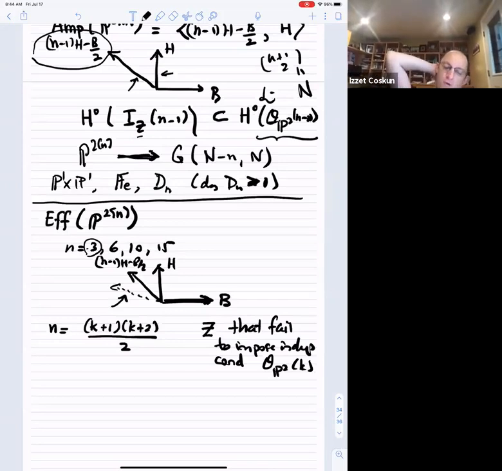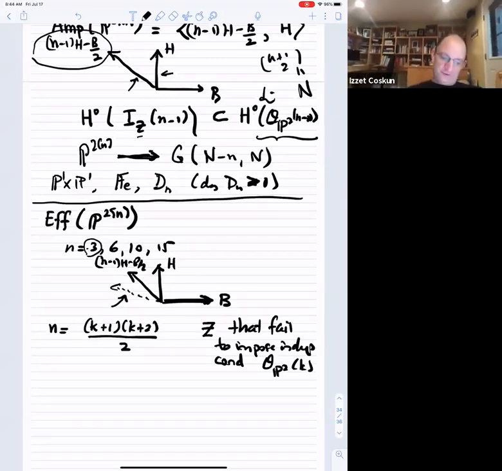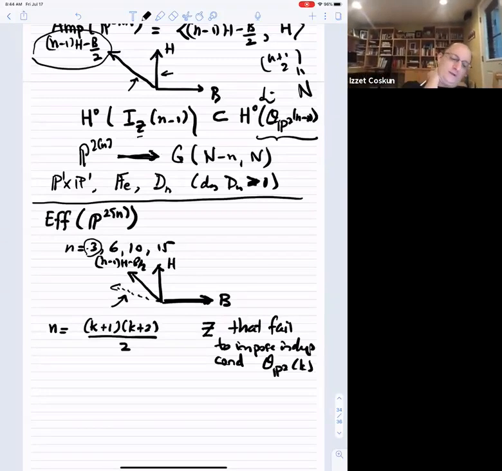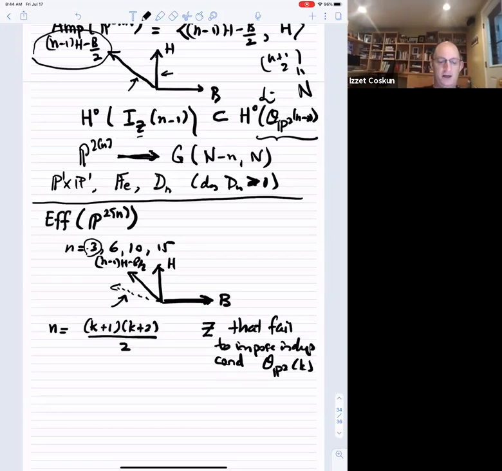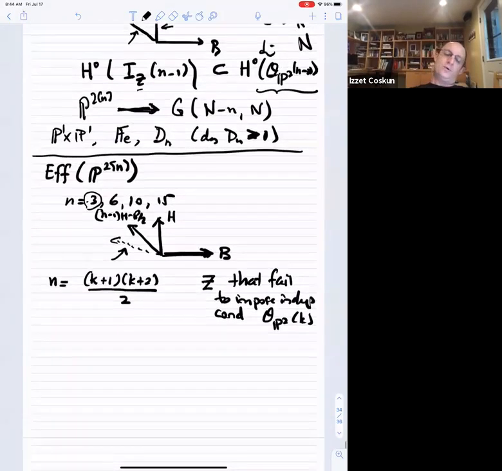Similarly, if you have 6 points, then we are looking at 6 points that fail to impose independent conditions on O(2). Again, the pedestrian way that you would think about this is that it's the set of 6 points that lie on a conic, and when it's 10, it's the set of 10 points that lie on a cubic, and so on and so forth, right?